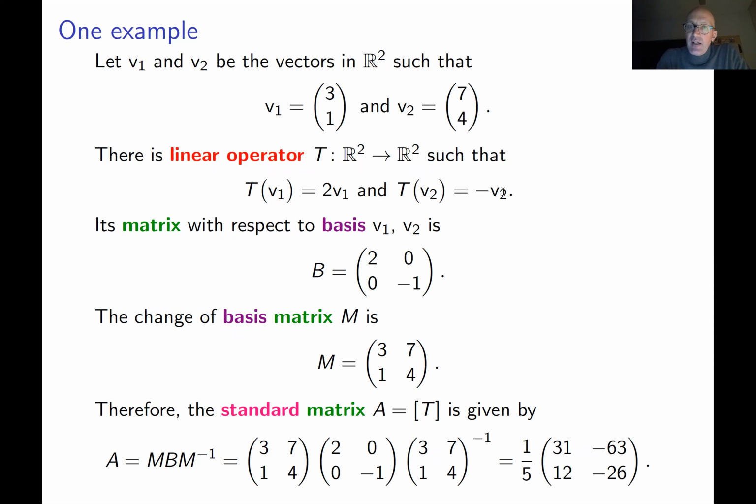and we can find the standard matrix of my linear operator T. How? We create a change of basis matrix M. We basically put these vectors V1, V2 as columns. We get 3, 1, 7, 4. We find its inverse. This is not very complicated.